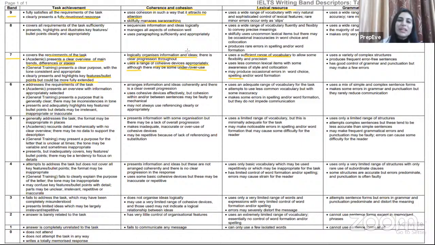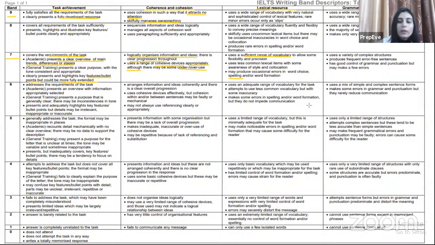Okay, so the 7-band score, lexical resource. A lot of students have this misconception that lexical resource is all about vocabulary. So first of all, I want to tell you, it's not all about vocabulary. A major chunk of lexical resource is associated with vocabulary, but the entire parameter does not only assess vocabulary. That's just one part of it.